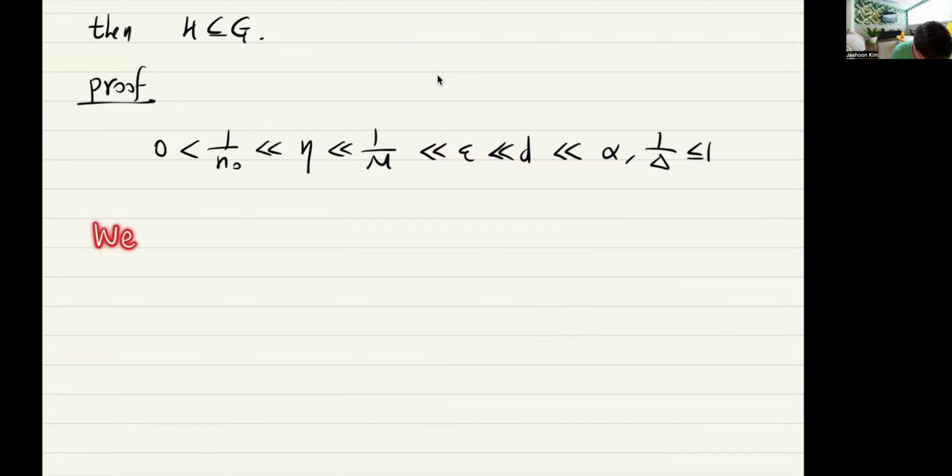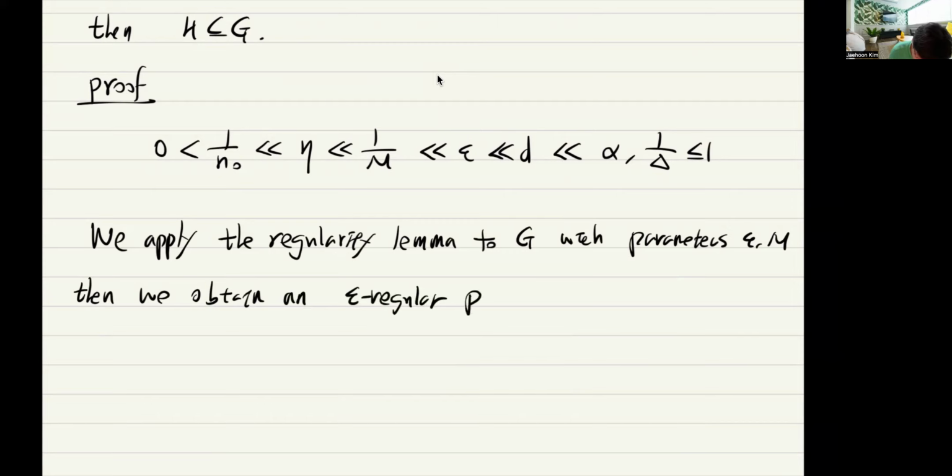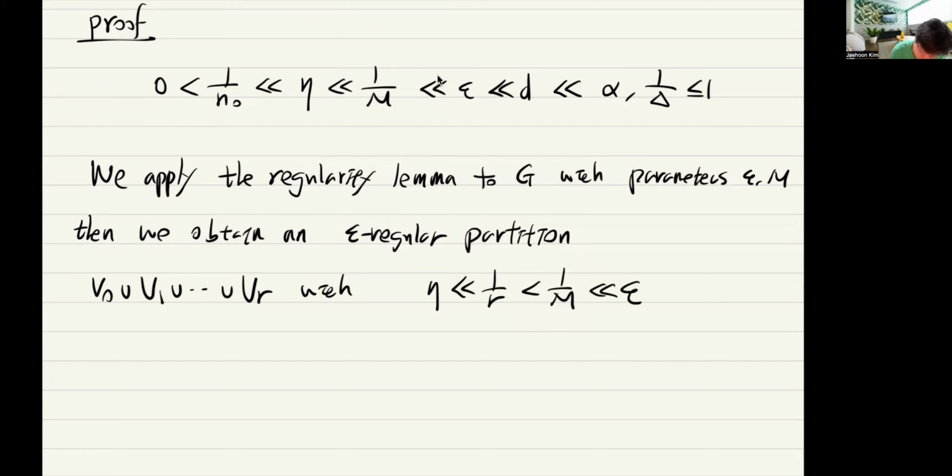So first, what we do, we apply the regularity theorem to G with, say, parameters epsilon and M. Then we obtain an epsilon-regular partition B0, B1, ..., BR with R being smaller than 1 over M, which is given by the regularity lemma, but eta is so much smaller than that, so that this eta is still much smaller than 1 over R.